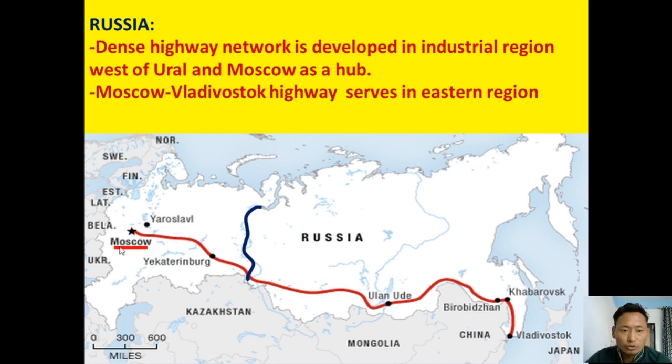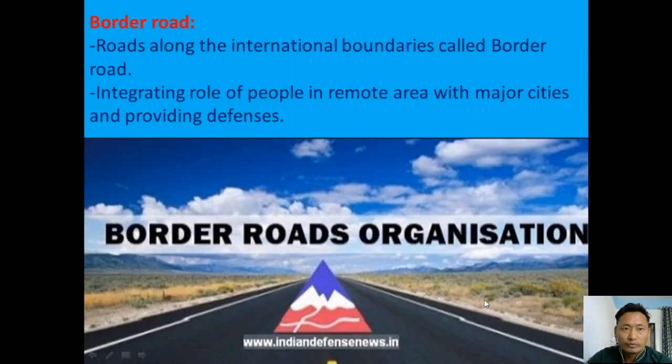So this is Moscow and this is Vladivostok. These are the two important terminal or end stations of this particular highway. We already studied the highway. From roadways, we discussed the meaning of highways, characteristics of highways, and some of the important highways of the world.